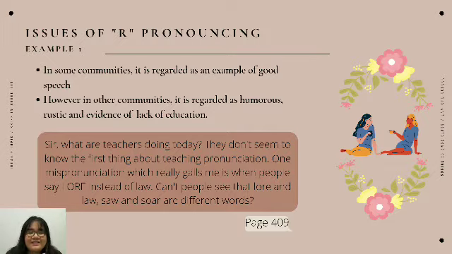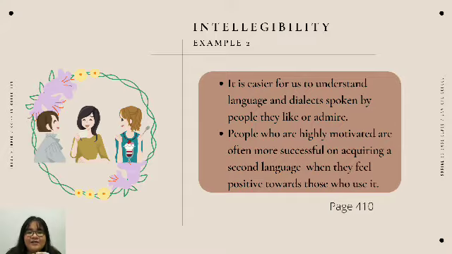Alright, the second is intelligibility. Intelligibility is affected by our attitude towards a language. It is found that it is easier for us to understand words spoken by people we like or admire. People who are highly motivated are often more successful in acquiring a language when they feel positive towards those who use it. For example, we all know that one person who is a Korean drama addict, right? We must know that one person. They usually use Korean phrases, and as time passes, the Korean phrases become a whole sentence. So these people take online classes for the Korean language and they can successfully acquire it without any problem. So having a positive attitude towards the language users plays an important role in acquiring the language.